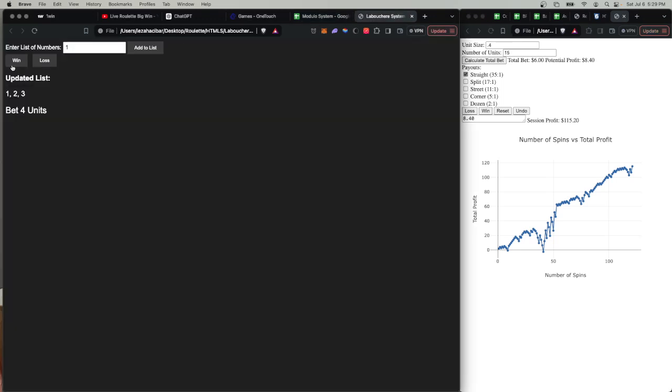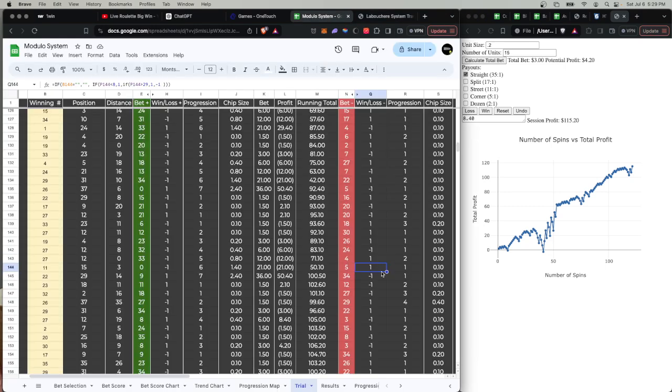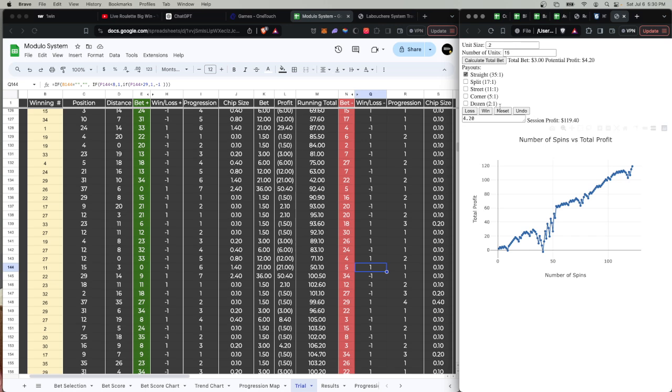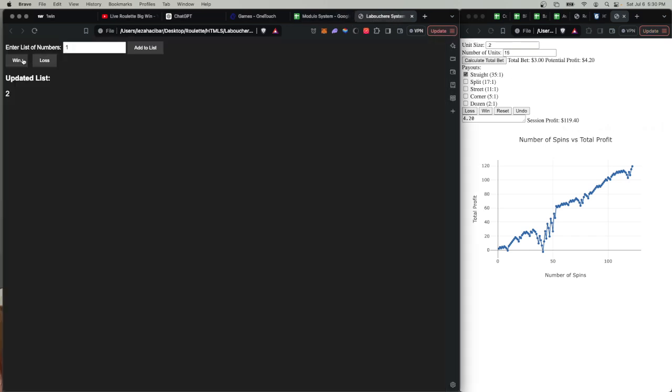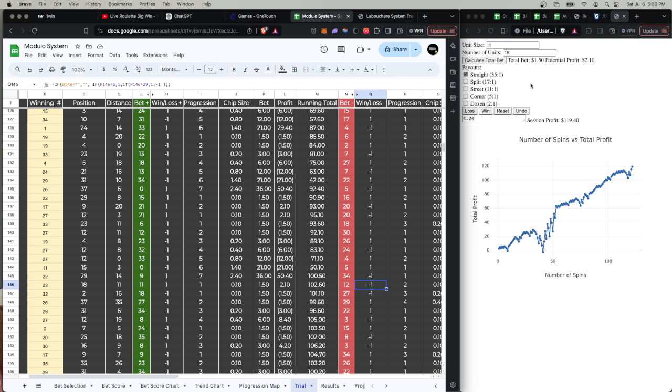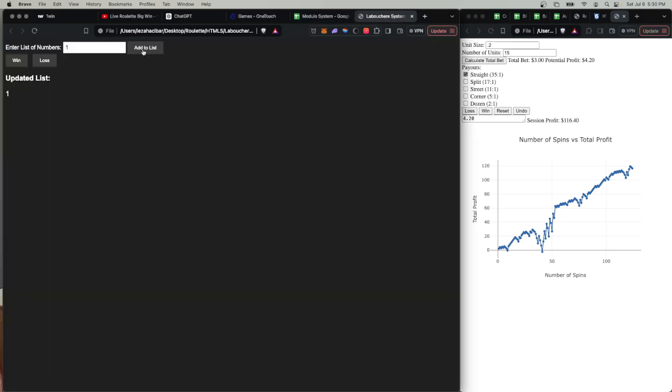So that puts us at a 2 unit bet. And then we win again. So we can reset. And calculate. And we get 2 losses in a row. So we can add loss. You know, that's going to bump us up to 2. But we'll add it in here just so we don't mess up. So now we're at a 2 unit bet.